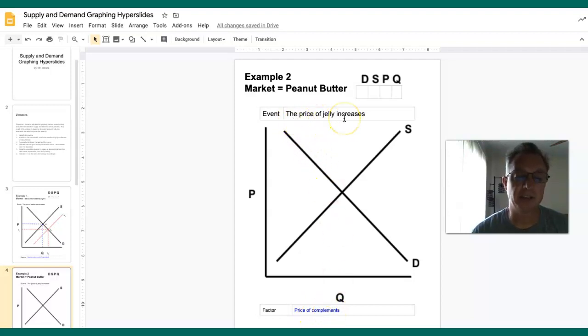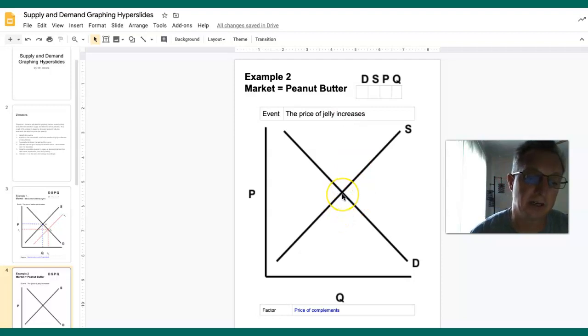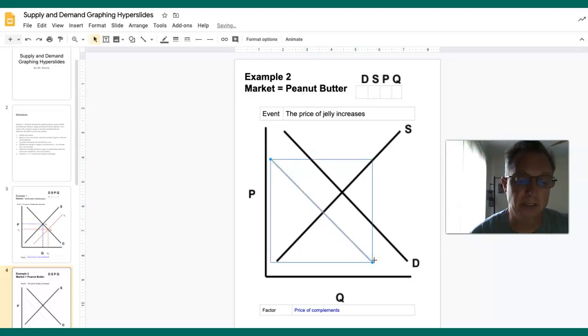The price of jelly increases, and I like to do this. It's called the thumb rule. So if the price of jelly increases, then we must go the opposite direction with complementary goods. If you can see my thumbs, that means that the price of jelly increases, so the demand for peanut butter must go down. Okay, see that? So what I'm going to do is mark a new parallel line in this direction right here. And so I'm going to grab this line tool, click on it, and if I hold the shift key down and draw a line, I can make it straight. And so I'm going to work through each of these sections.